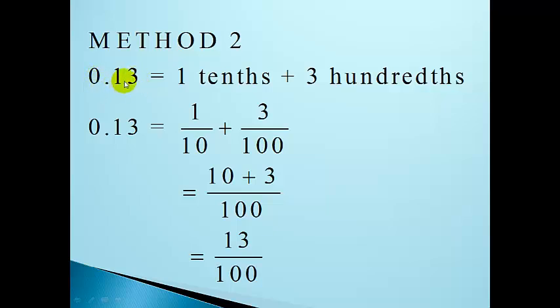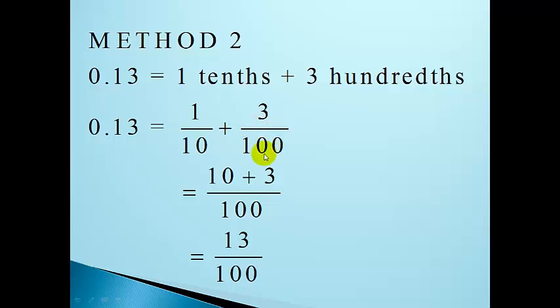Now 0.13, because the 1 is occupying the tenths position, it is 1/10 plus, because the number 3 is occupying the hundredths position, 3/100. Now 1/10 is equal to 1 divided by 10 plus 3 divided by 100.